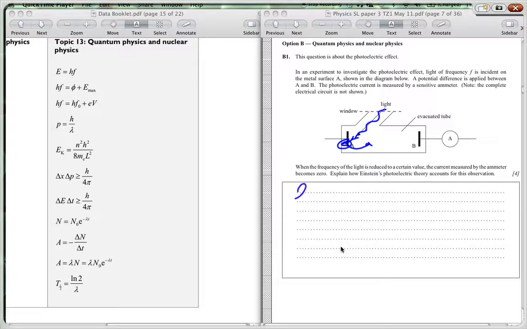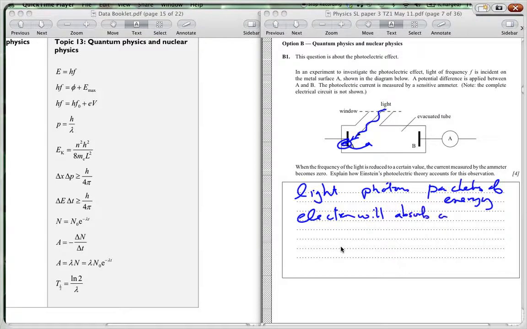And basically he said that light can be viewed as made of photons, which are like packets of energy. And when light shines on a metal surface, an electron will absorb a photon. So it will get given this packet.